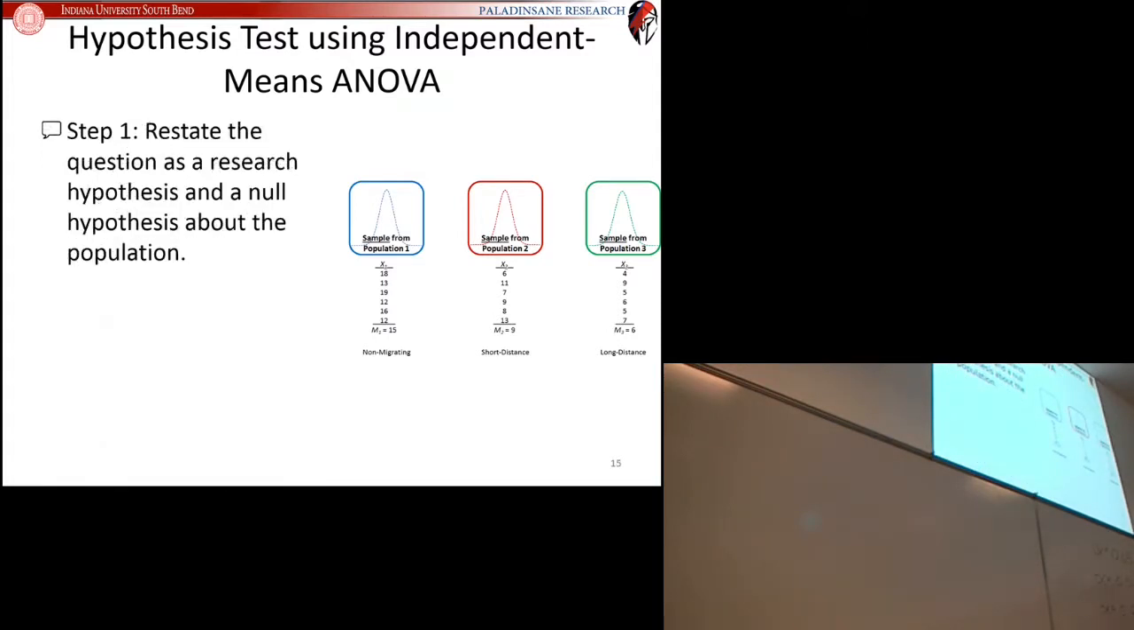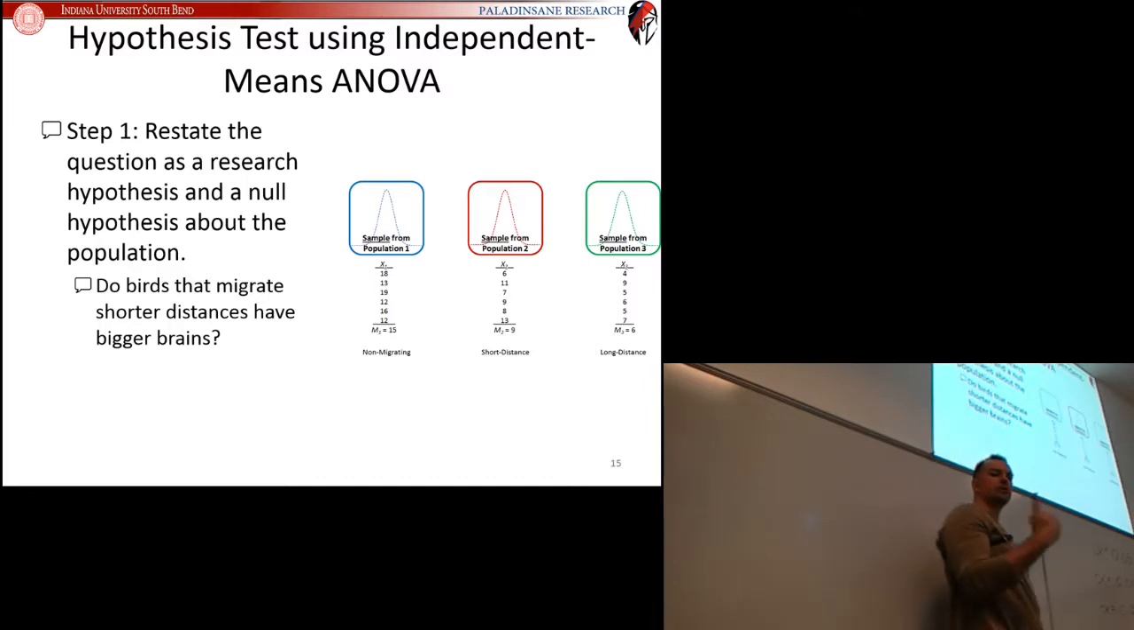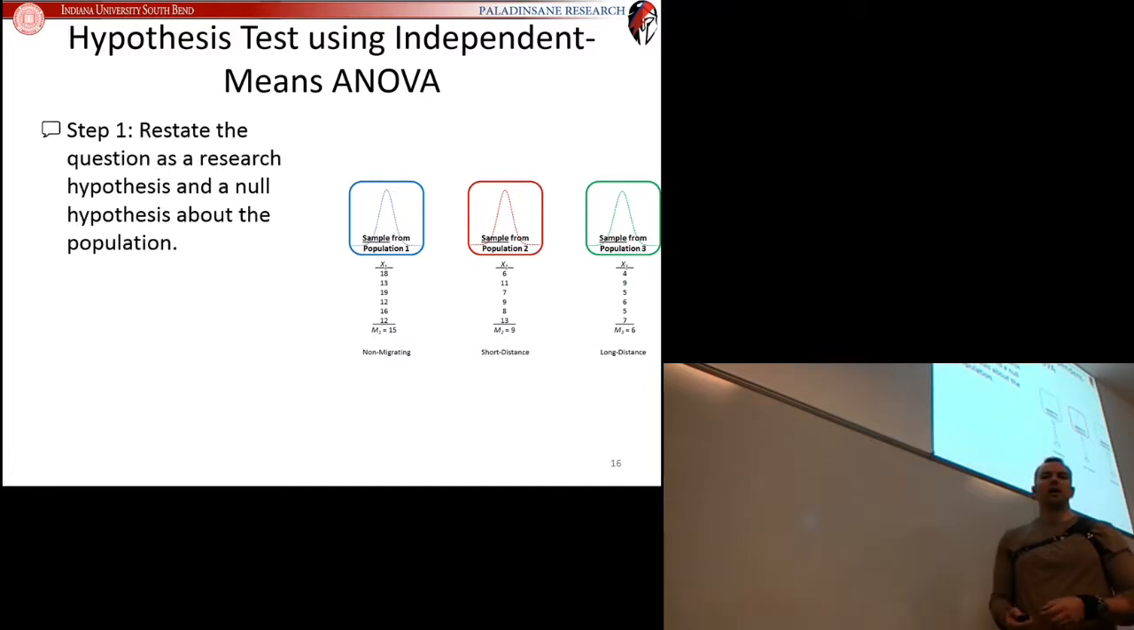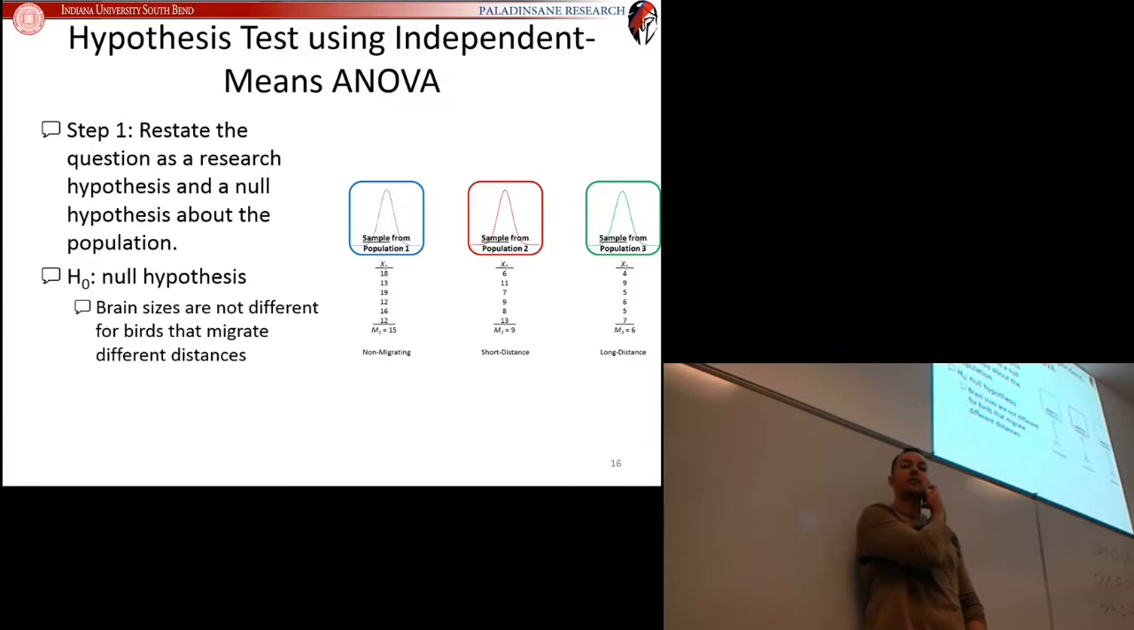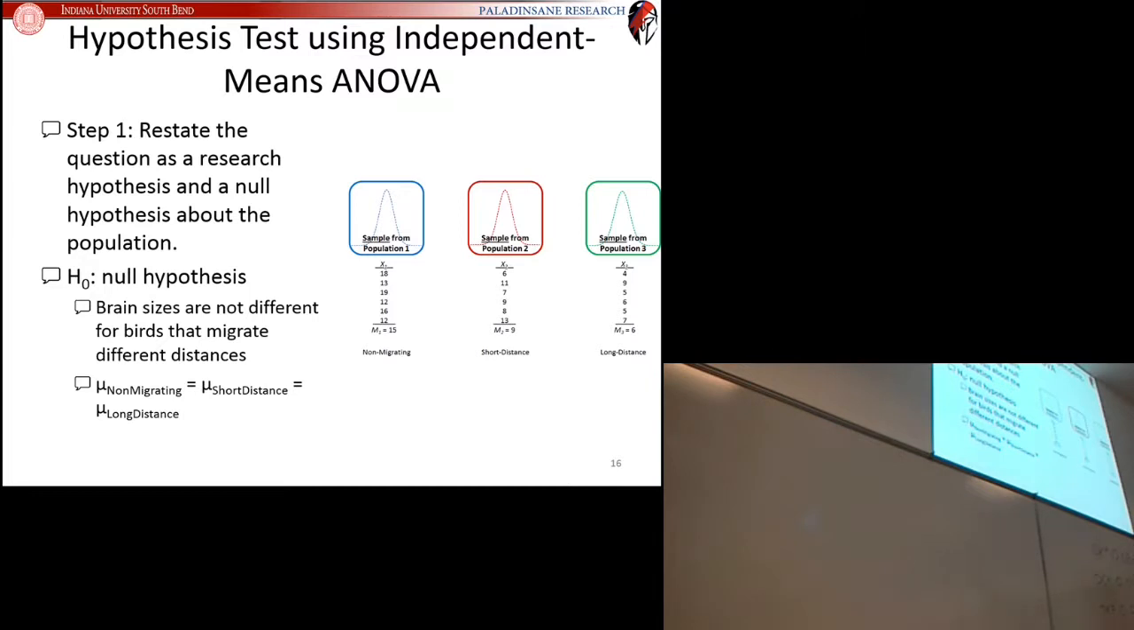So let's start off with step number 1, restate the question as a research hypothesis and a null hypothesis about the population. Do birds that migrate shorter distances have bigger brains? That's the question we're asking. The null hypothesis is that brain sizes are not different for birds that migrate shorter distances. So there's no effect, there's no difference. We can write that one out mathematically by saying that the average brain size for non-migrating birds equals the average brain size for short distance migrating birds equals the average brain size for long distance migrating birds.